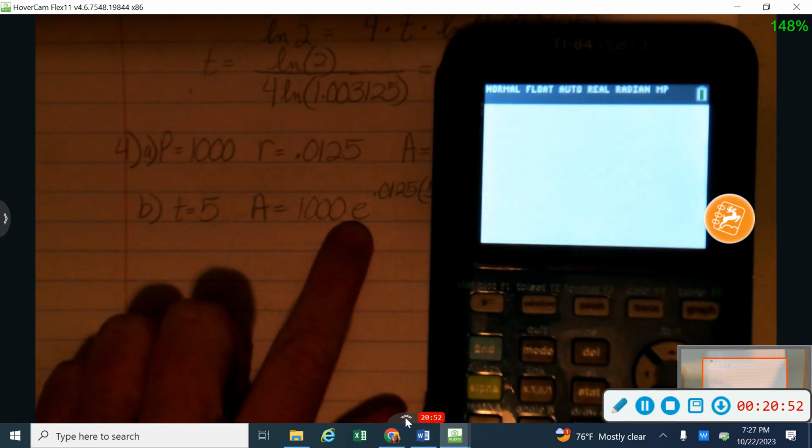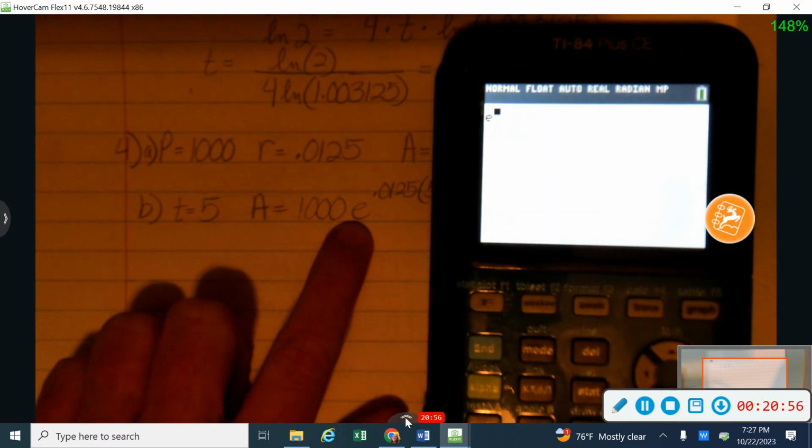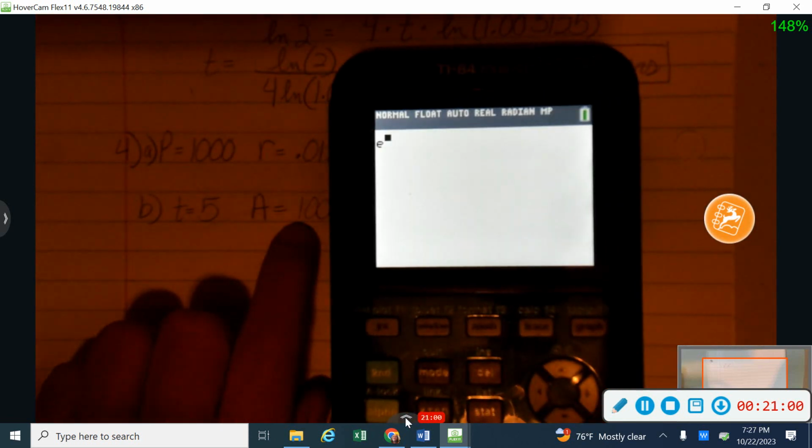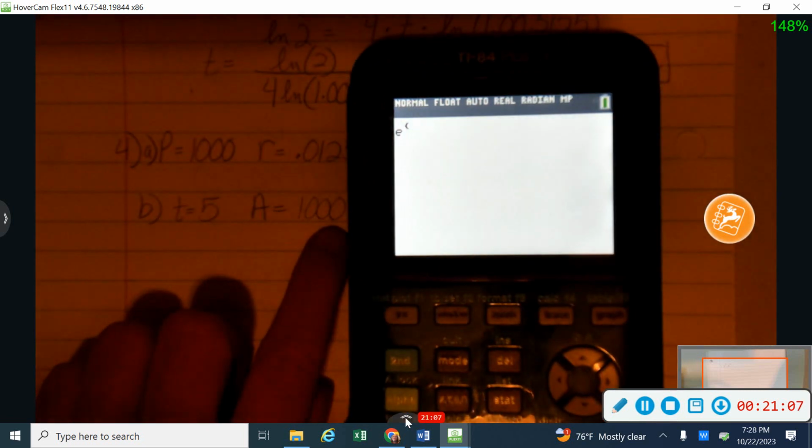This one we might be okay putting in all together, but I'm going to start with second e. Remember that e is on your natural log button. I'm going to put in some parentheses just so it knows up there in the top I'm multiplying all of this together. I think we'd be okay without it, but just in case, that's going to be 0.0125 times 5 up there in my exponent. And then I'm going to multiply that times my $1,000.